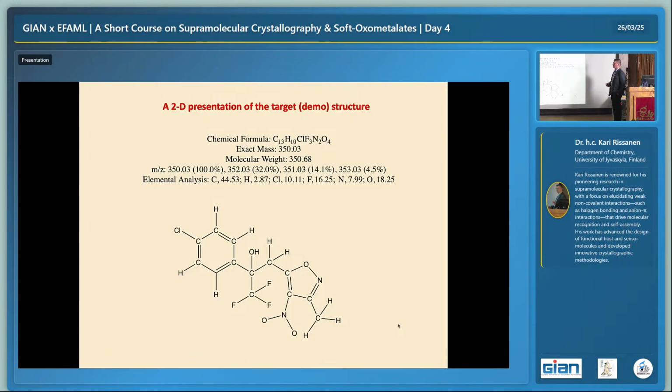This is a typical way of getting information. Either you do it yourself, or somebody has given you a sample. Normally there is at least a rough estimate of the chemical composition. Here we have 13 carbons, 10 hydrogen atoms, 1 chlorine, 3 fluorines, 2 nitrogens, and 4 oxygen atoms. So the molecular weight is about 330.